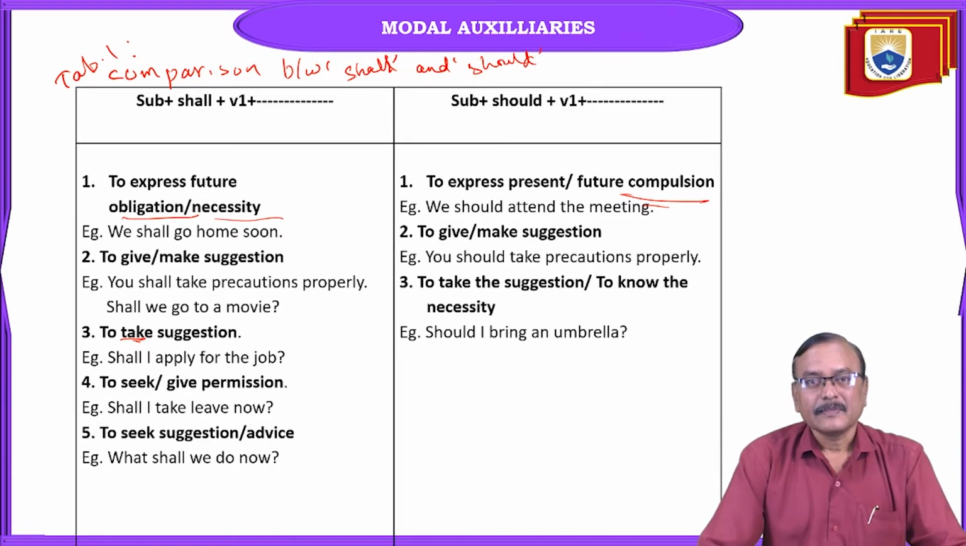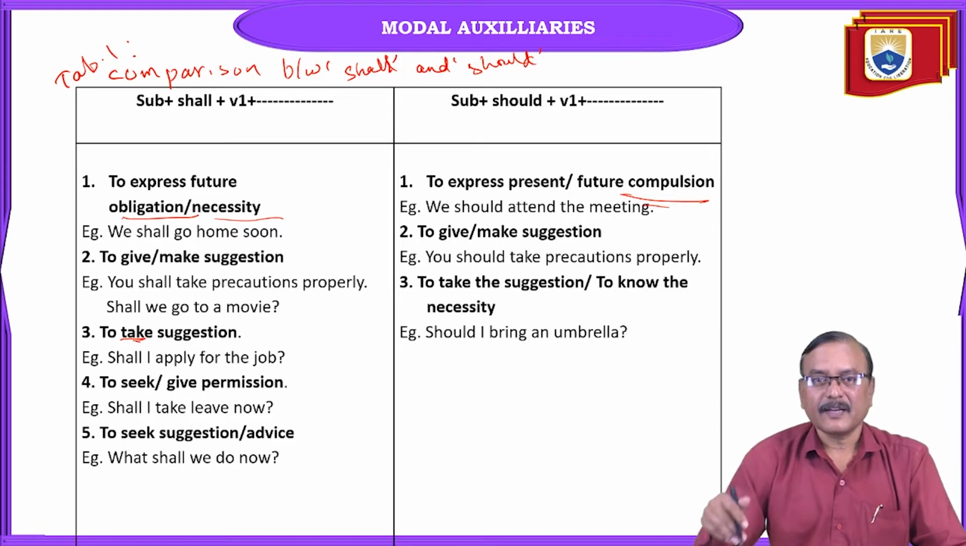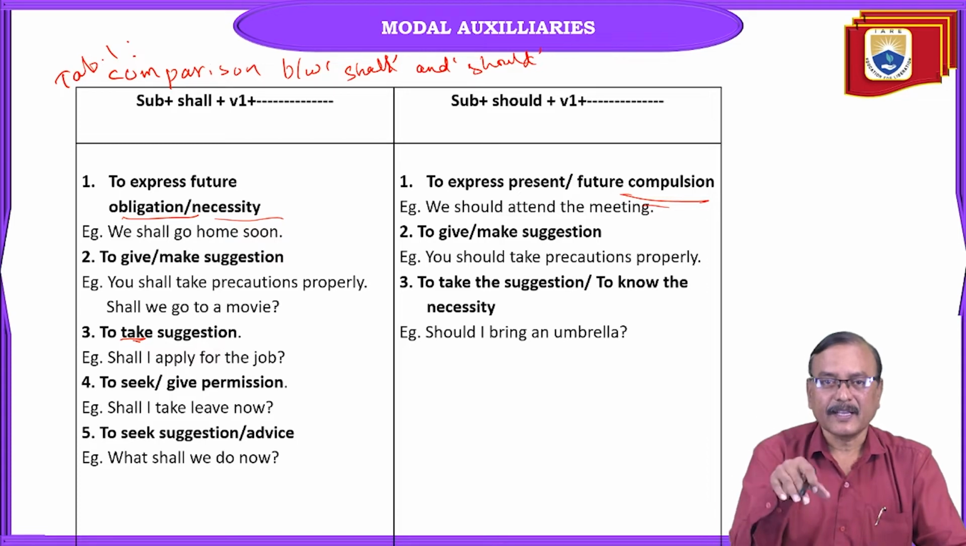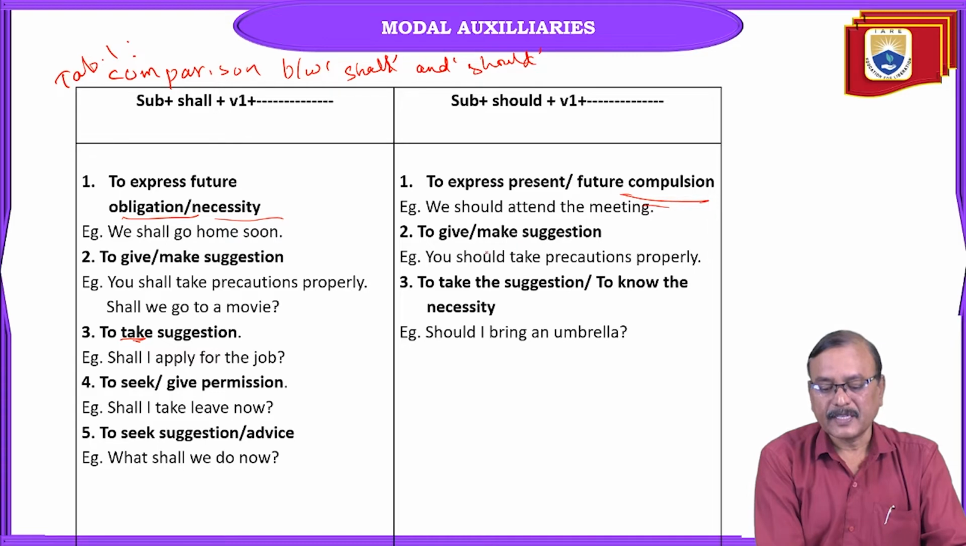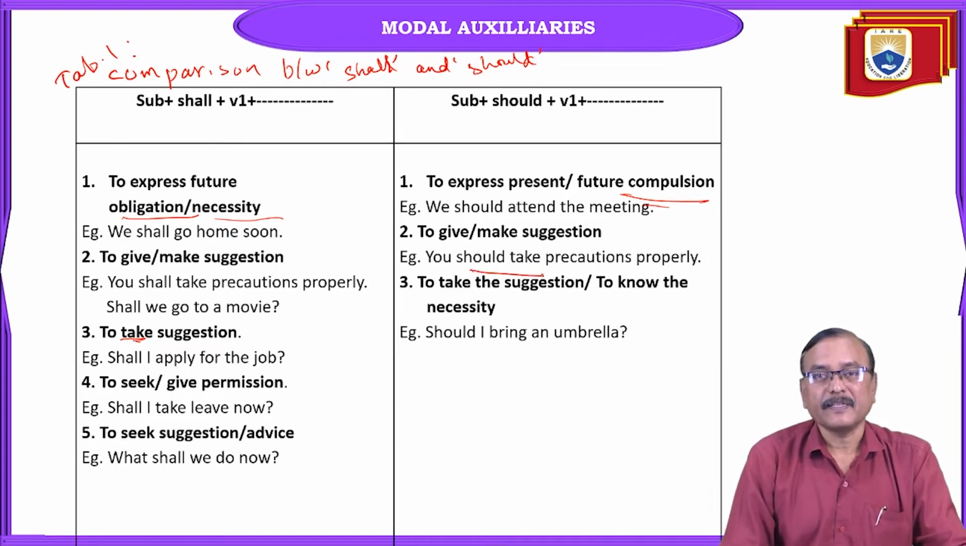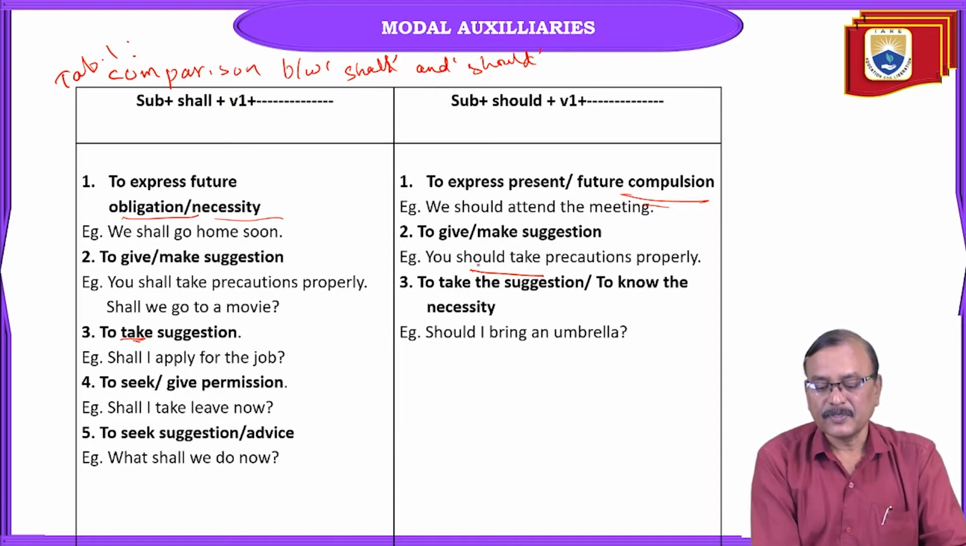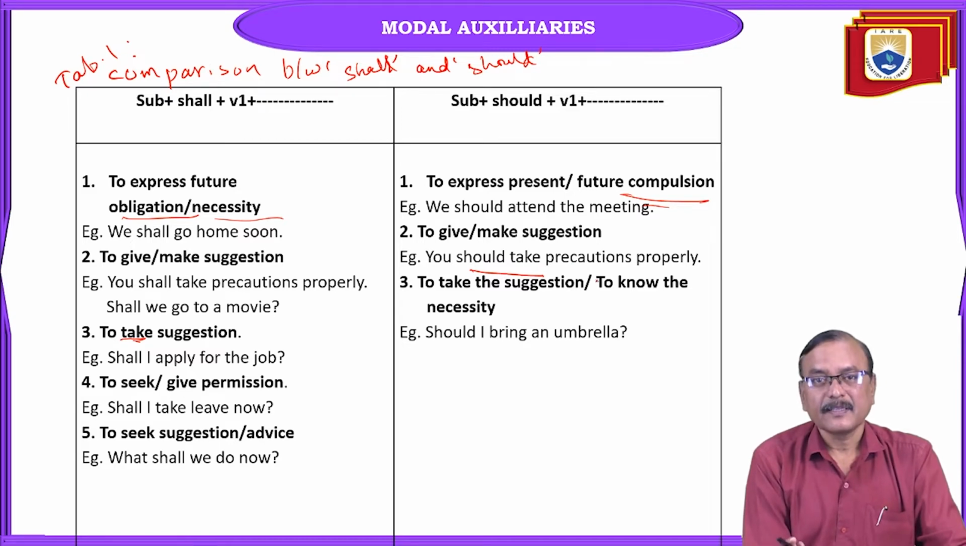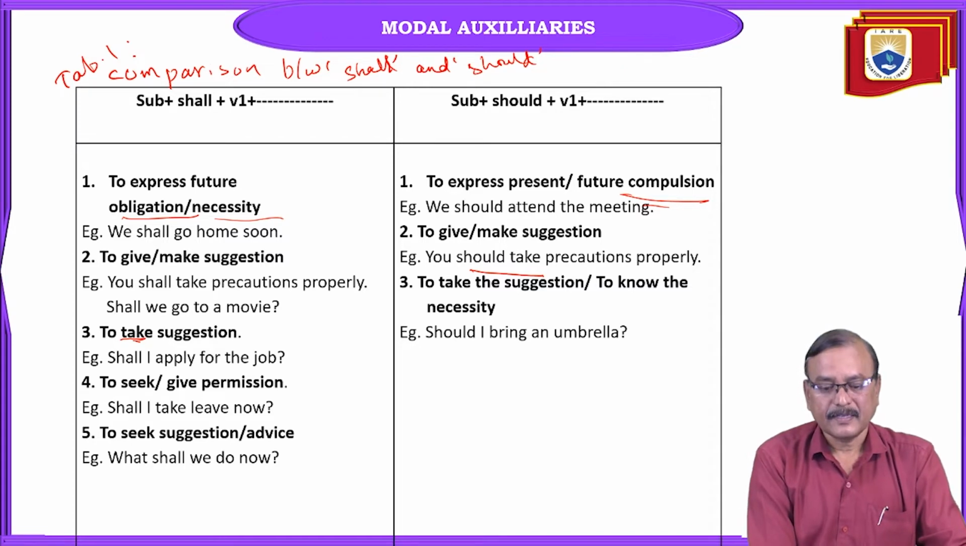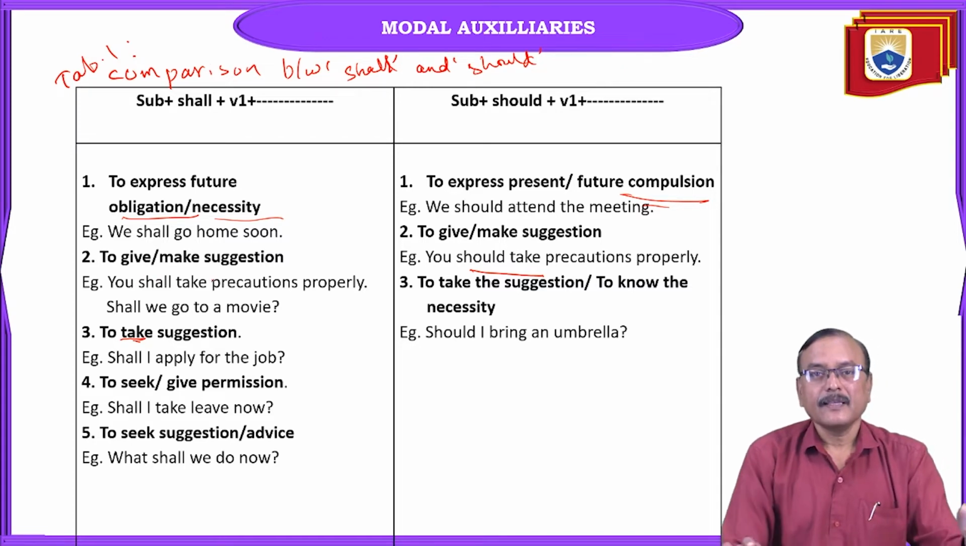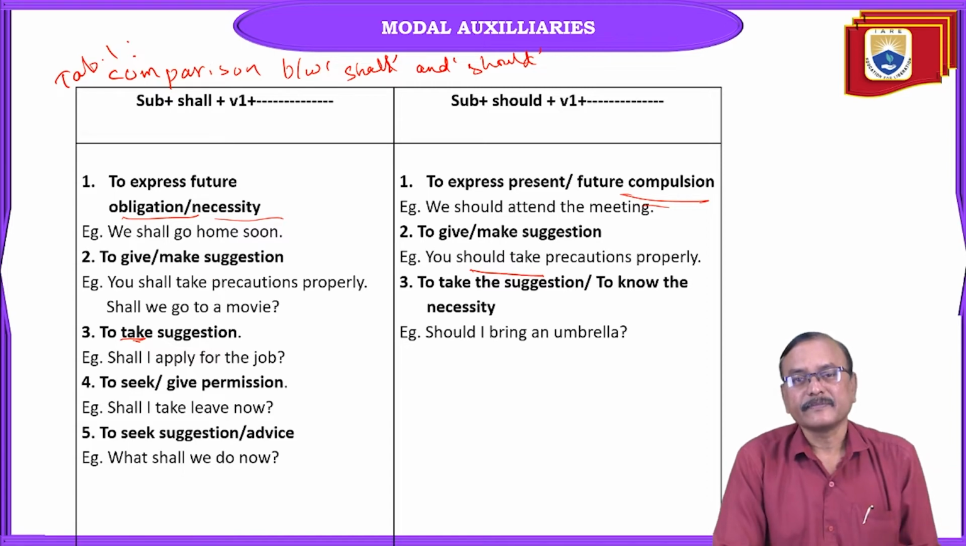But to youngers, or those who are our equals, with whom intimacy is more, we can make a suggestion like this: you should take precautions properly. With elders, don't use this should for making suggestions. Don't say you should. Is it clear? Right? So with elders you can say you shall, it's better.